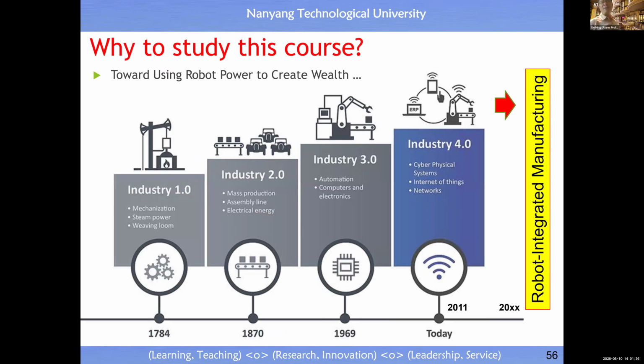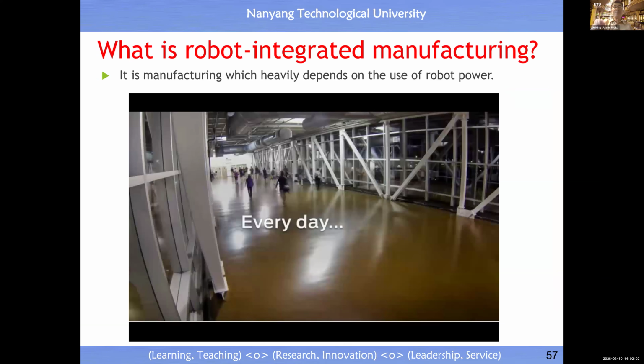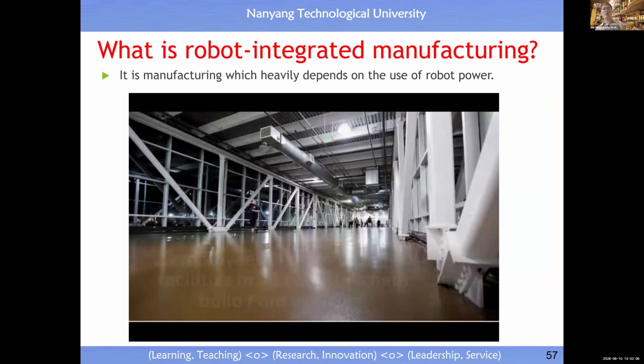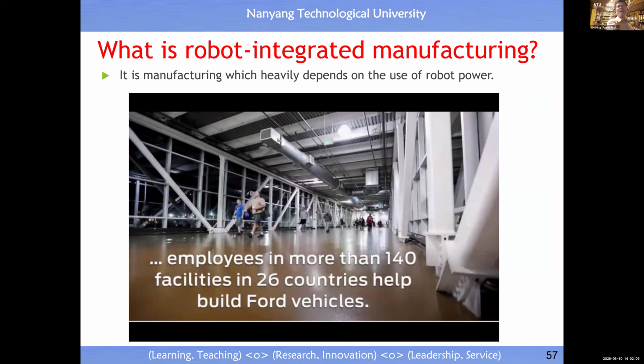What will be the outcome of this course? Basically, it is for you to be ready to follow industry evolution. Today we talk about Industry 4.0. Then what should Industry 5.0 or 6.0 be? I believe robot integrated manufacturing will emerge sooner or later. This video gives you a rough idea about what we mean by manufacturing. I just play a little bit of the video.